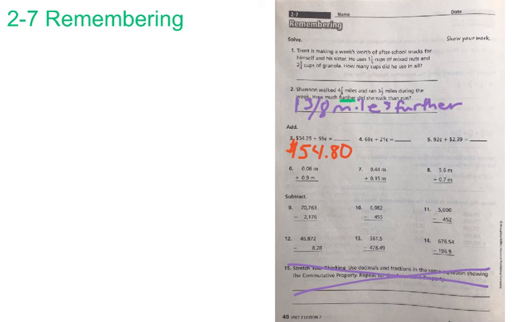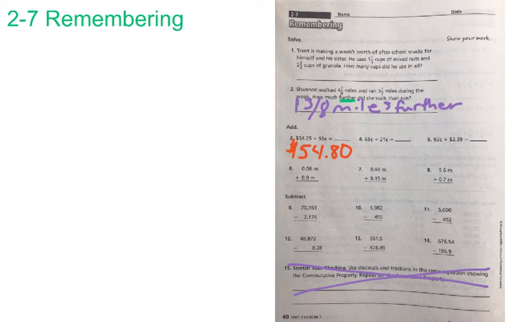6, 7, and 8, you are adding meters together. And you're going to make sure in each of these that you're lining up your decimals and you are remembering to add in your labels. So we'll go ahead and start, let's complete number 7.